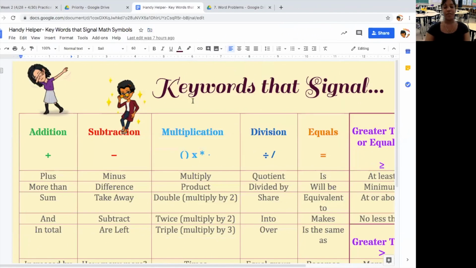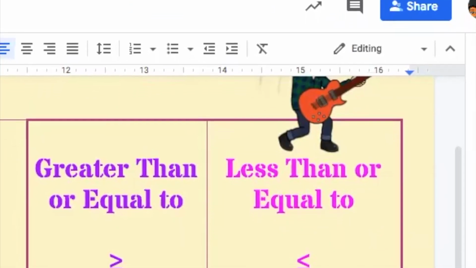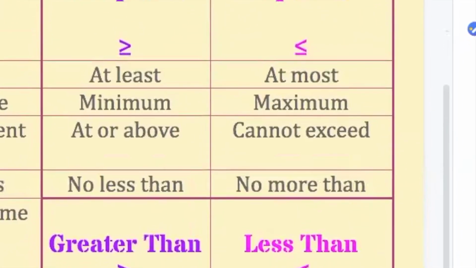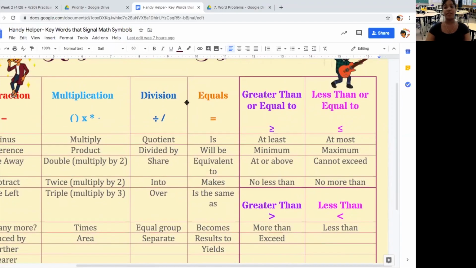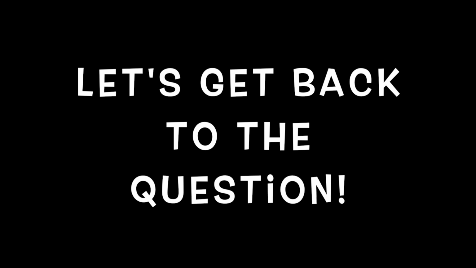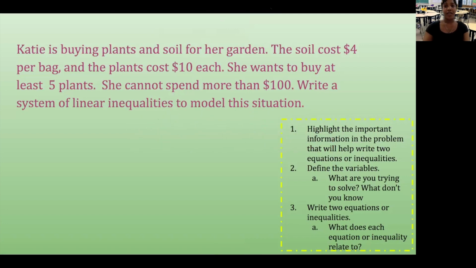So this is our handy helper, and specifically over here in this bolded burgundy section, you're going to see more keywords that tell you which symbol to use. So pay close attention to that if you're still not sure. So we need to highlight the important information. So as we said, important information that kind of have keywords.